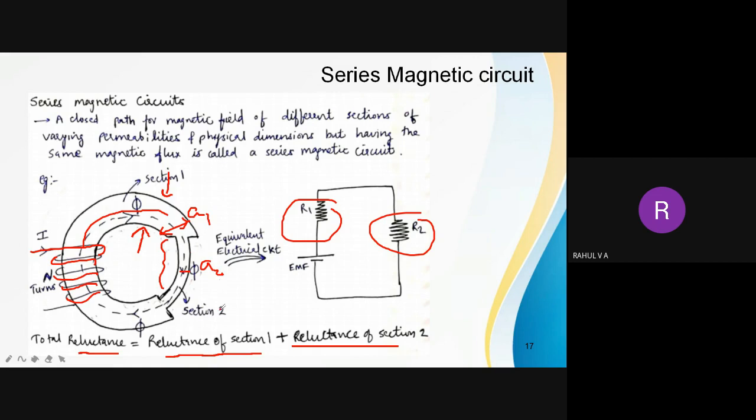magnetic flux. So the total reluctance, similar to the electric circuit where the total resistance R was R1 plus R2, here similarly the total reluctance is equal to the reluctance of section 1. Normally reluctance is represented by the letter S. So the reluctance of section 1 is S1, plus S2. So the total reluctance is equal to S1 plus S2.